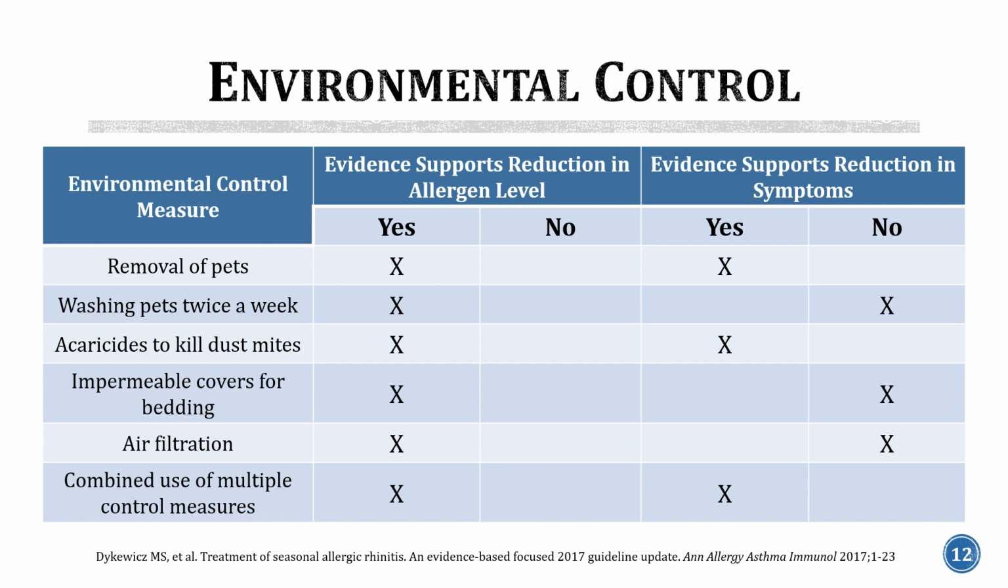All these control measures will help in reducing the allergen level, but there might not be evidence that it'll reduce symptoms. Only 3 of these controls will reduce symptoms, as you can see on the right side of the table. So removal of pets, acaricides to kill dust mites, and combined use of multiple control measures. What that means is that no matter how much you wash the pets, it's not going to help much unless you actually remove them. Overall, the amount of exposure doesn't matter since you're still being exposed to the allergen and will thus be experiencing symptoms.